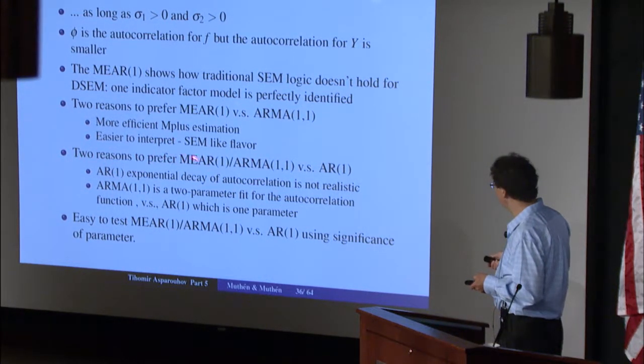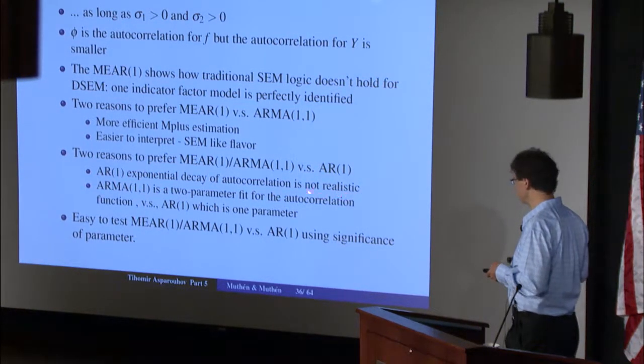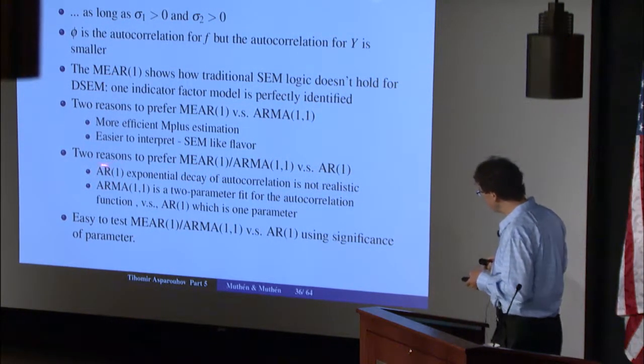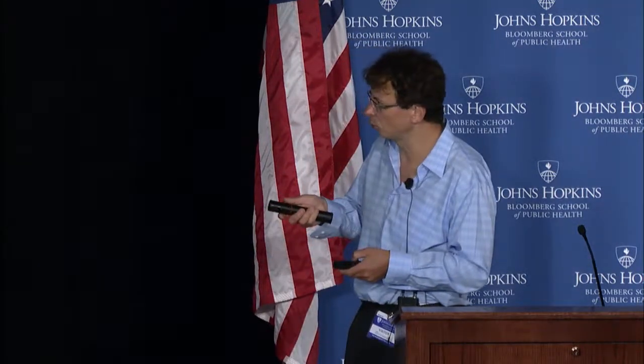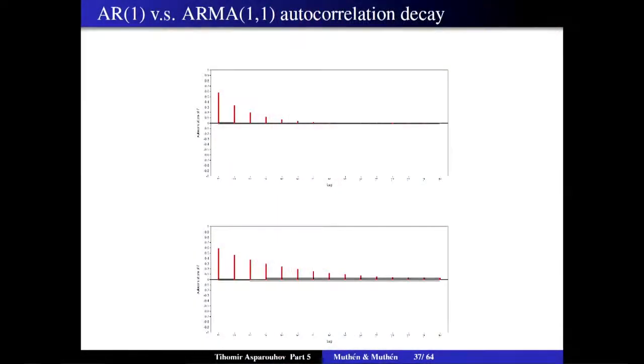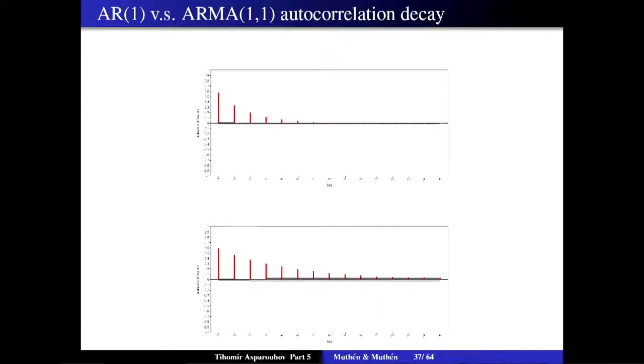There are also two reasons to prefer the MEAR1 model over the AR1 model. The MEAR1 model is more flexible. The AR1 model has an exponential decay of the autocorrelation. So here's an example. The autocorrelation function for the AR1 model goes down very rapidly, and so it's somewhat unrealistic. Between the time periods, it goes down quite quickly because it's an exponential function.